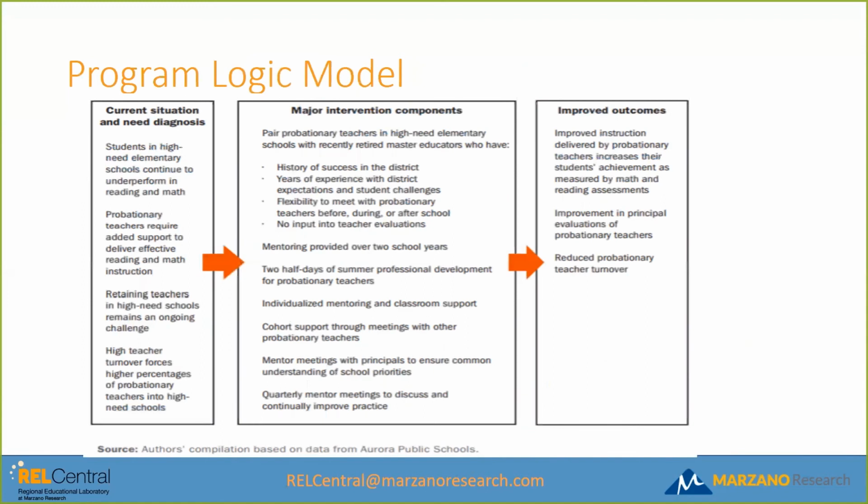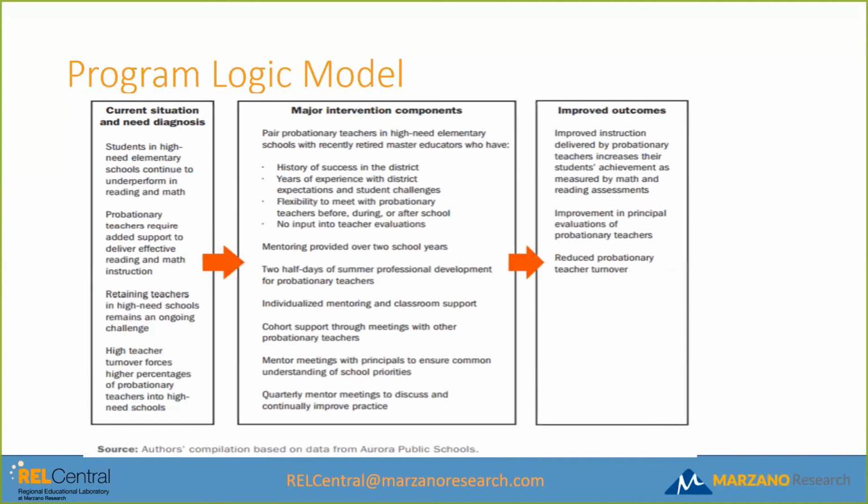This is a shot of the logic model behind the program. And I mentioned the logic model before as a way of helping when you're thinking about doing cost analysis. The logic model can help in several ways. The first block there, thinking about the current situation, the need diagnosis. For Aurora Public Schools, the needs are around supporting probationary teachers so they can be more effective, retaining teachers, dealing with teacher turnover, and really trying to do something to improve student performance.